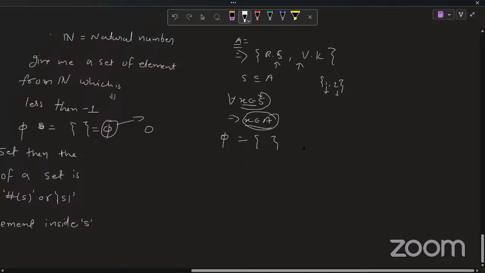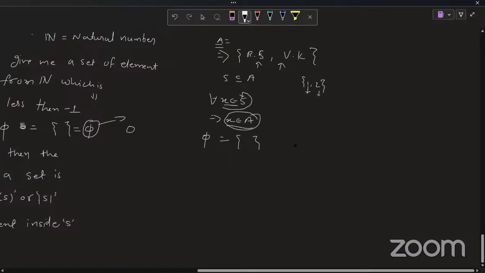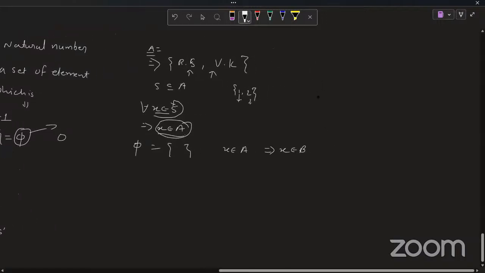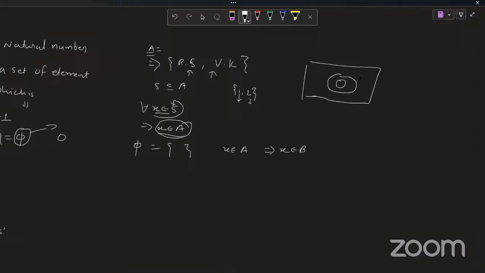So what is the definition basically? Implication: if X is inside A, then X has to be inside B. This kind of thing is there, right? Just see the Venn diagram. This is B, this is A, right? Empty set, it means what? Empty set is automatically there because it has nothing. It means there will be no such circle inside this B. Inside this bigger circle, I am not able to find or draw any kind of circle.